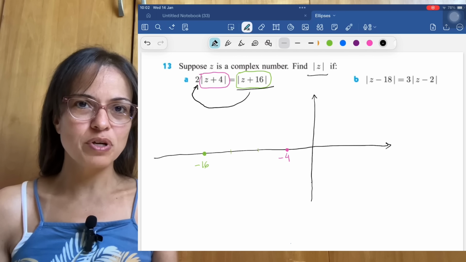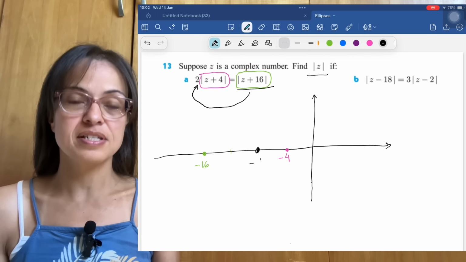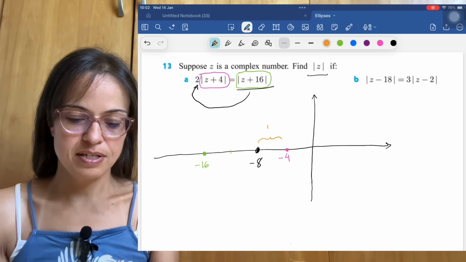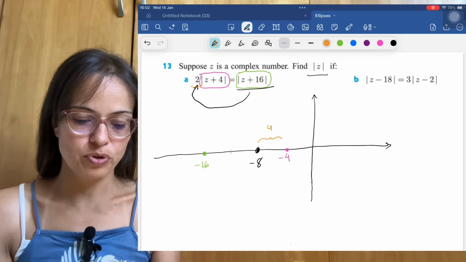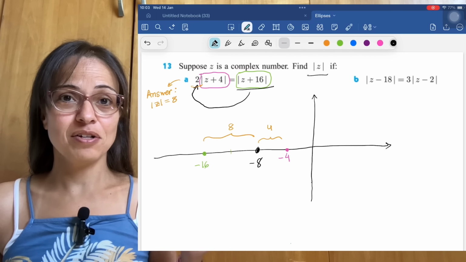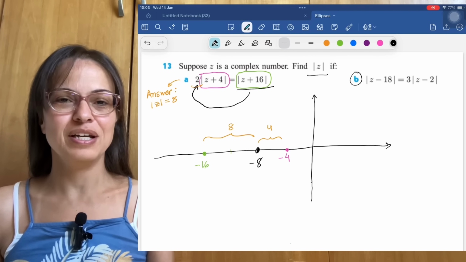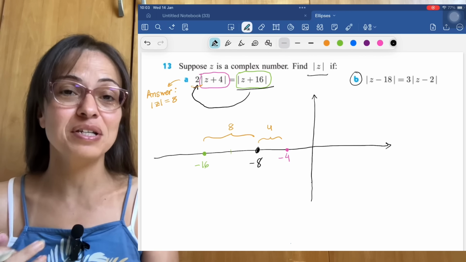And then we just draw a picture. So we look at the picture, and this is the point. The point is -8. This distance is 4, so 2 times 4 is 8, and this distance is 8. The exercise itself is finished. All that you have to do now is draw a similar picture for part B and figure out what the answer is going to be in that case.